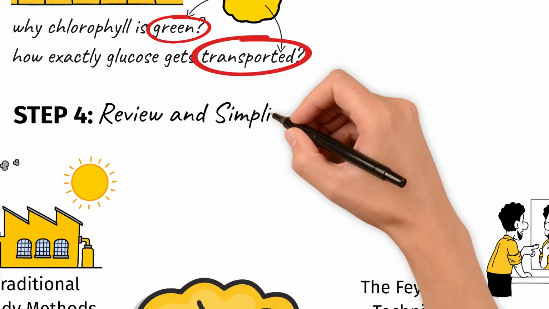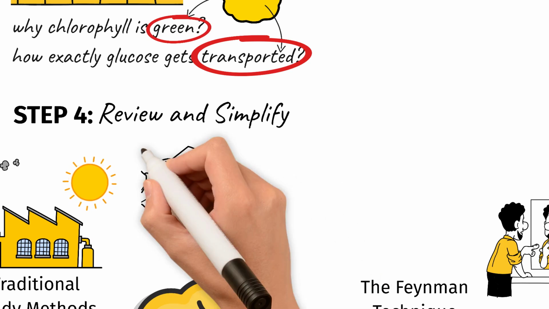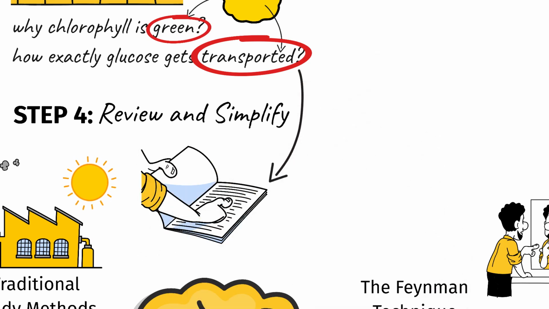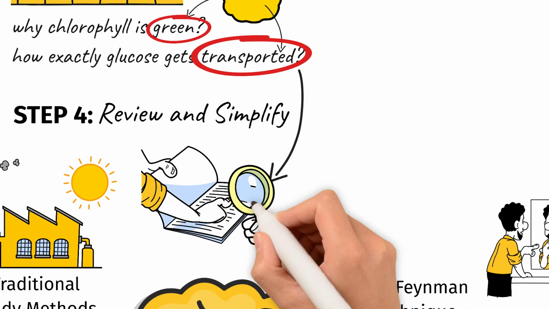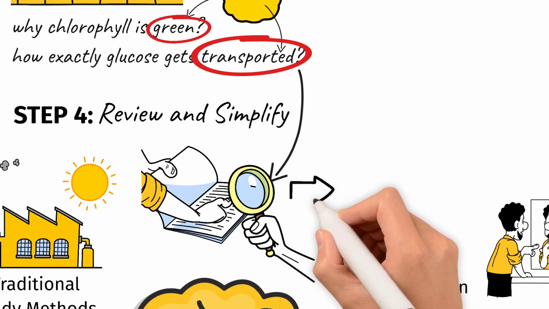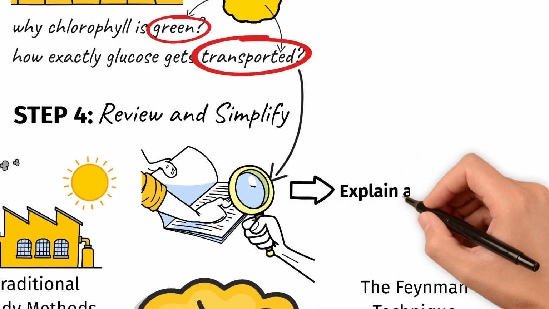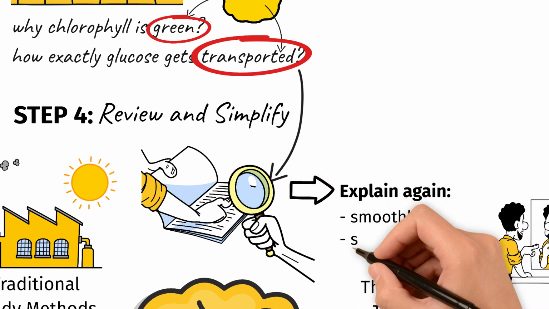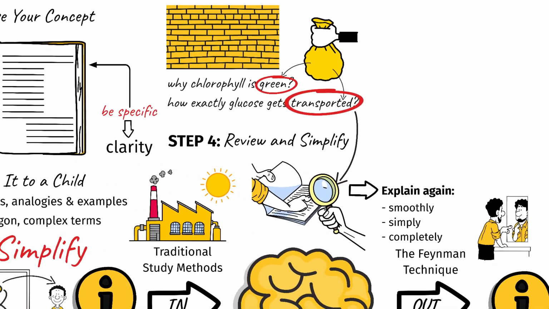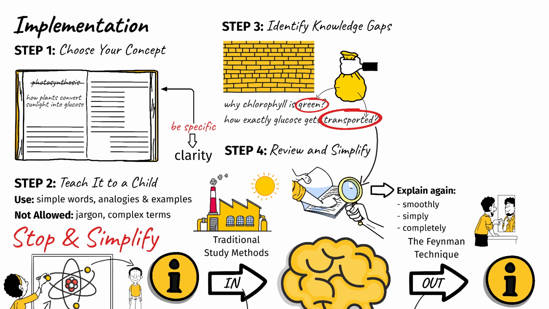Step 4, review and simplify. Go back to your source material, but only focus on filling the gaps you identified. Then return to your explanation and try again. Keep cycling until you can explain the entire concept smoothly, simply, and completely. Each cycle makes your understanding deeper and more connected.